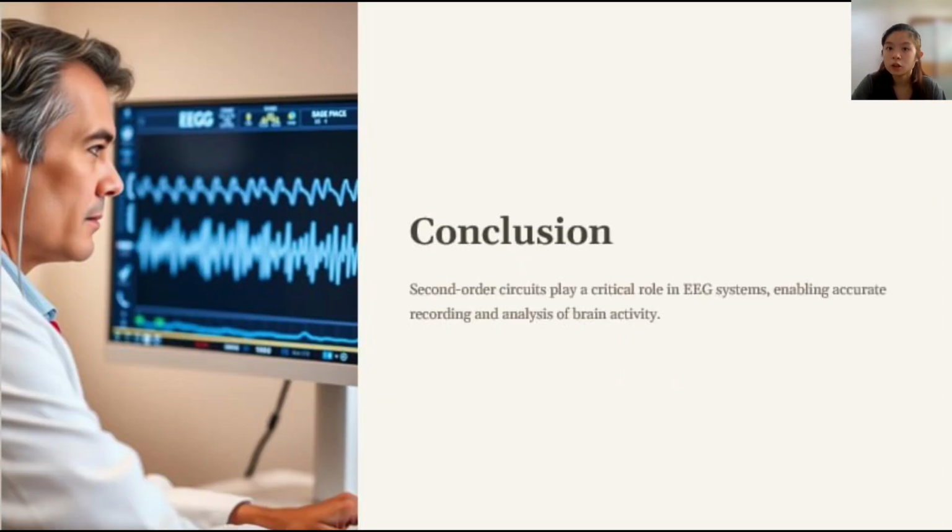In summary, second-order circuits play a critical role in EEG systems by enabling the accurate detection and analysis of specific brainwave frequencies. They are most commonly used in the form of bandpass filters, which allow specific frequency ranges like alpha, beta, and theta waves to pass through while filtering out unwanted noise and irrelevant frequencies. The precision and selectivity of second-order circuits make them indispensable in ensuring that EEG systems provide reliable, clear, and meaningful data for clinical and research applications.